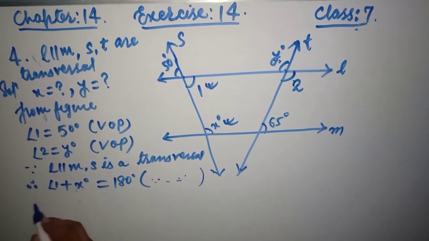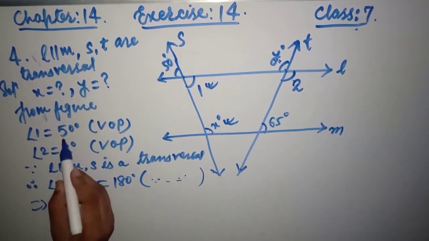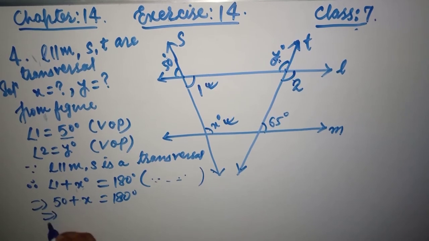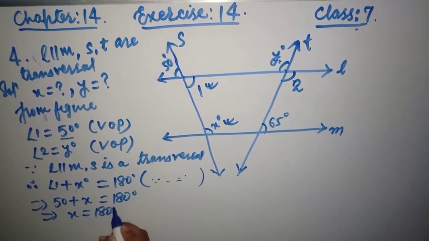Now angle 1 is given, this is 50 degree, and X plus 50 is 180 degree. Now solve for X friends: X is equal to 180 minus 50, so X is equal to 130 degree. So this is the first answer.